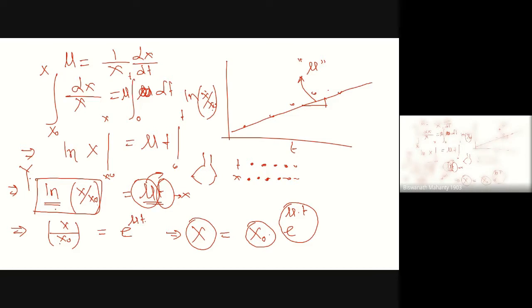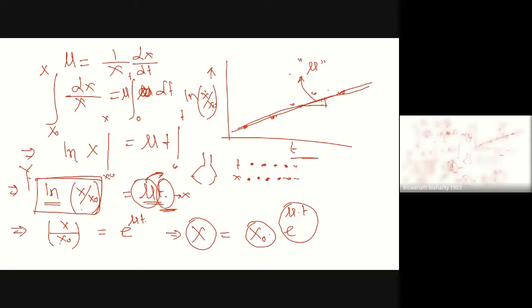I am getting one equation: ln(x/x0) = mu t. If I assume this is the y-axis and time is my x-axis, this equation becomes y equal to mx, which is a straight line. If I make a plot and join these points, I'll get a straight line, and the slope of the line is mu.